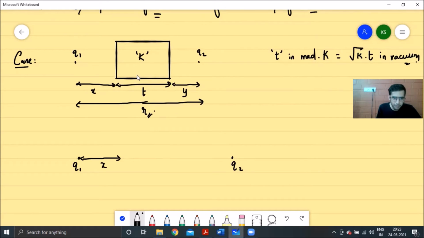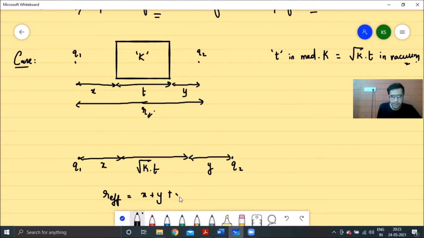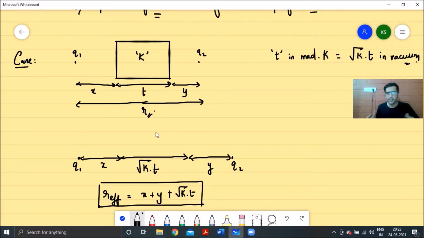So now we'll convert this medium into vacuum, and we'll say that this is also now vacuum but of thickness root K into T. And then once again, from the slab to Q2, that distance was equal to Y. So now we have the effective distance between these two charged particles, which is nothing but X plus Y plus root K into T. Right? So this is basically what we'll be using in these kinds of questions.